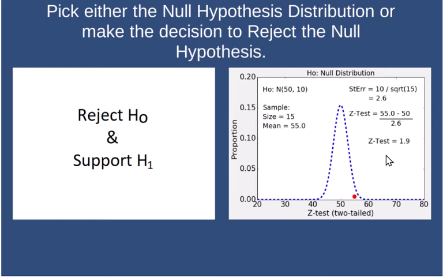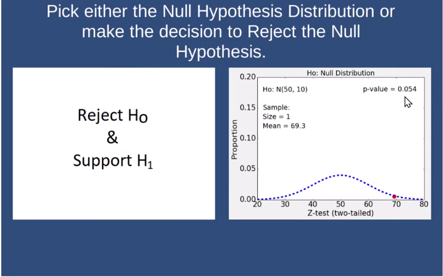A z-test of 1.9 is within our plus or minus 1.96. It's in that middle 0.95. We'll retain the null hypothesis distribution. A z-test of 3.0, we're going to reject. It's outside of our 1.96.